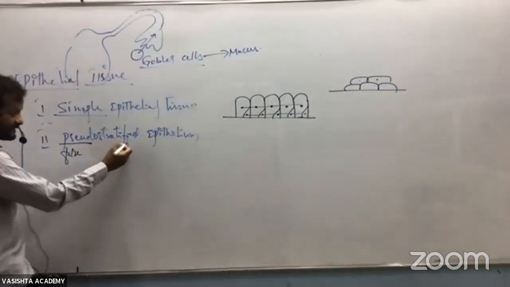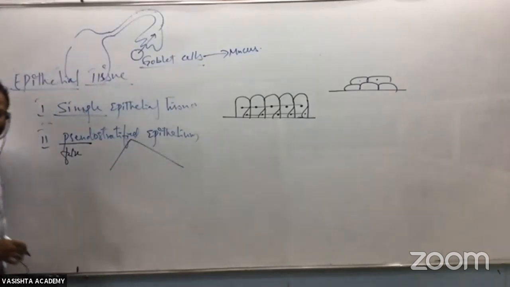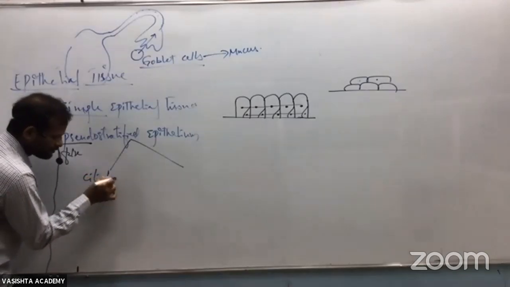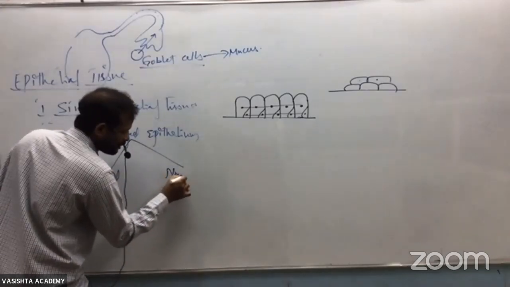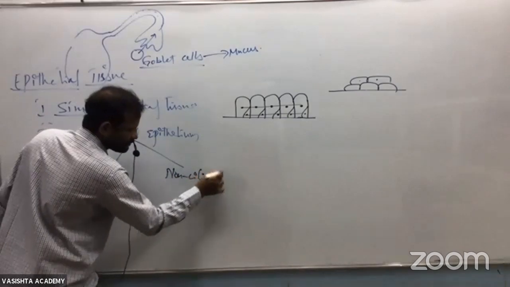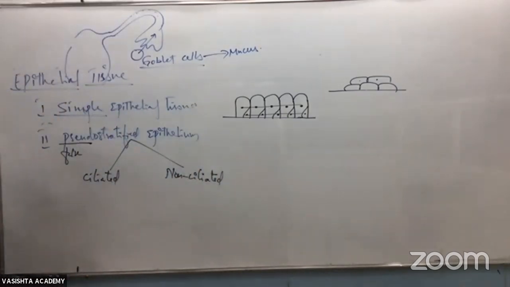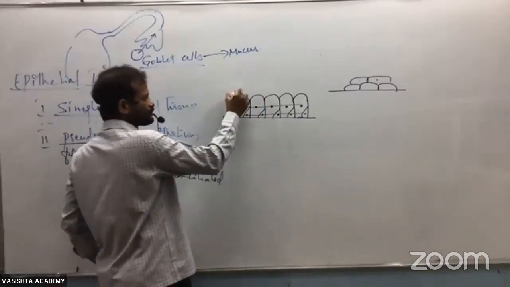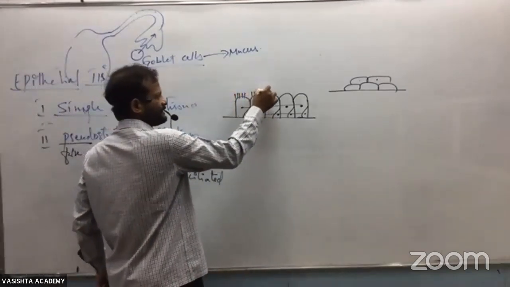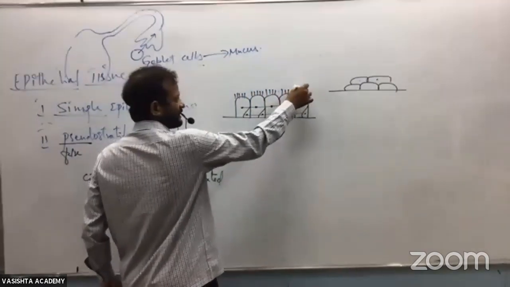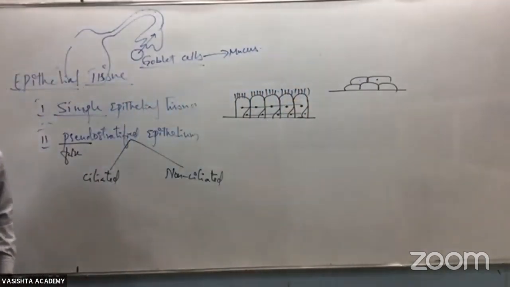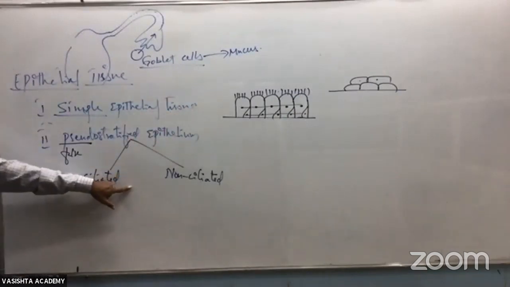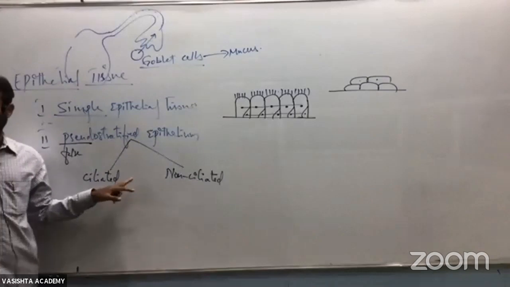Now, this is also divided into 2 types. One is ciliated and non-ciliated. Means now whatever the diagram you are seeing, that is non-ciliated. If you show the cilia, that is ciliated. The apical surface, the free surface of the cells, the topmost surface of the cells will have cilia. That is ciliated. The function is same.